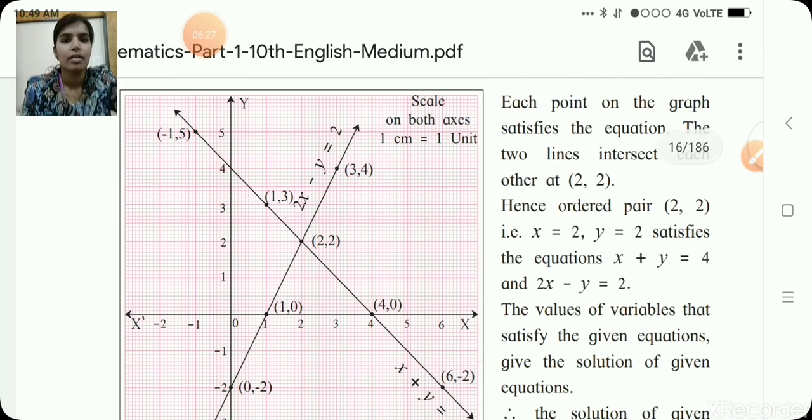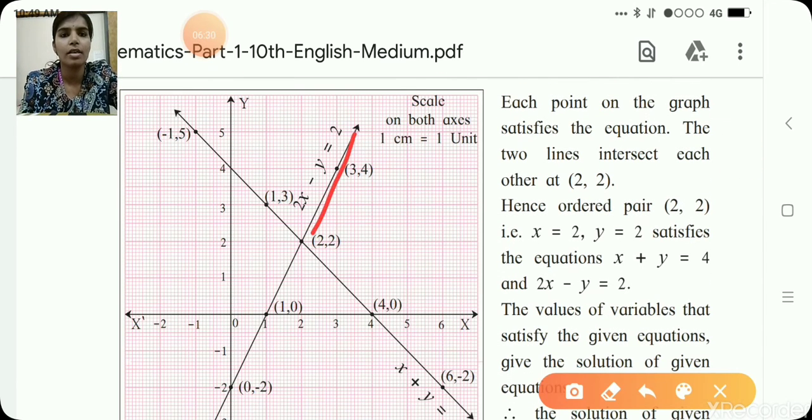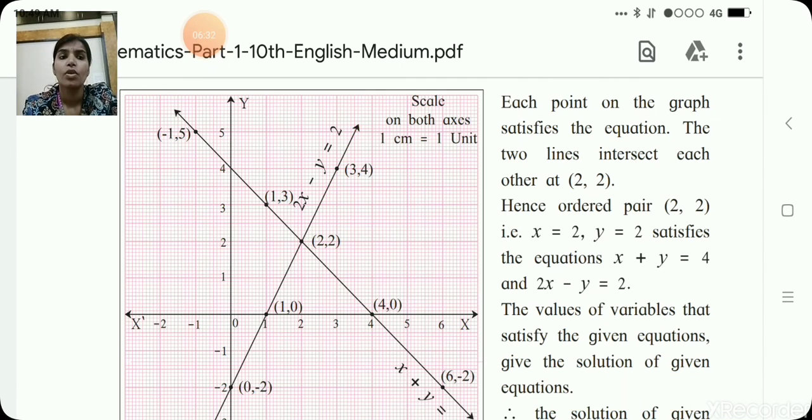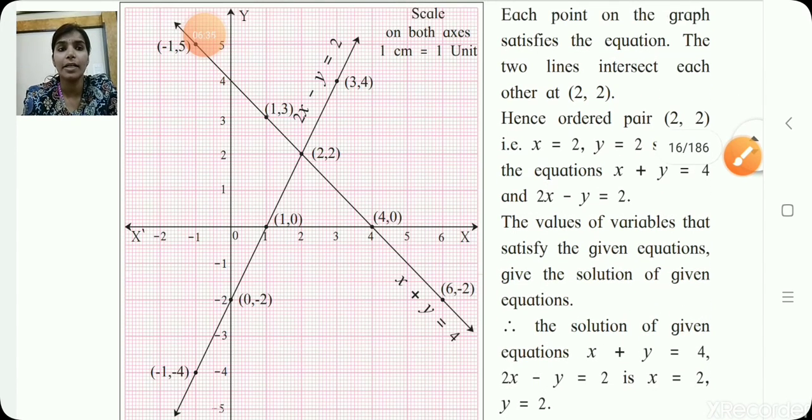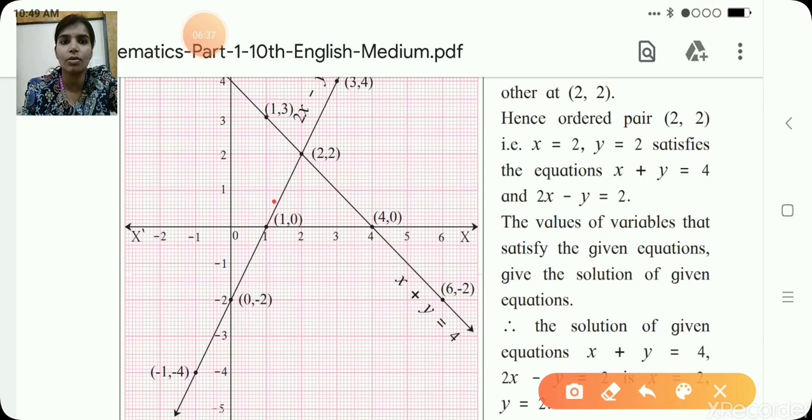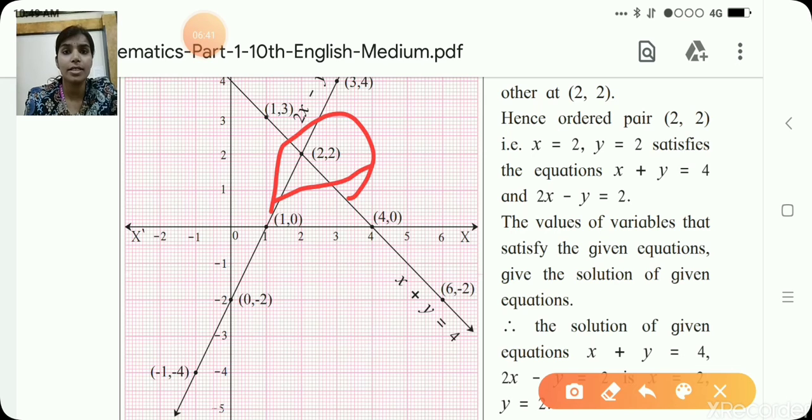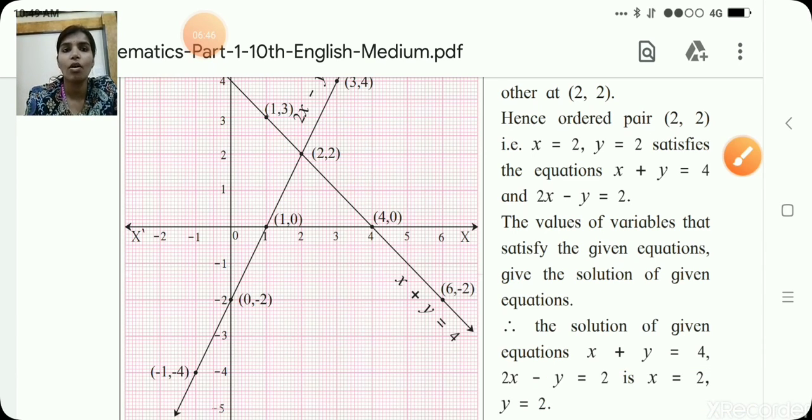2x minus y is equal to 2. So we have drawn both lines. The intersection of these two lines is here. This is very important. Where is the intersection of these two lines? We get the coordinates of the intersection of the two lines as 2 comma 2. That means the solution of the simultaneous equations is x is equal to 2 and y is equal to 2.